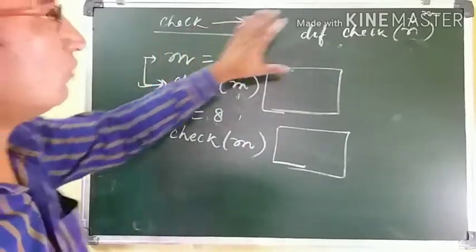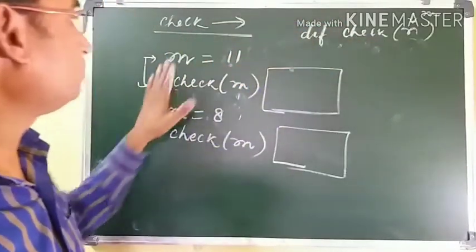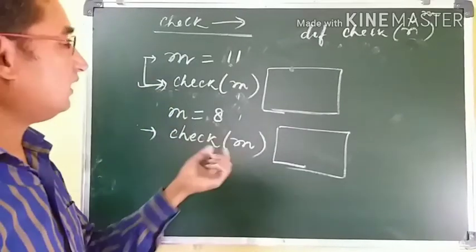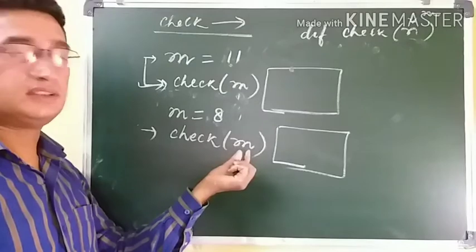This function is defined once, and that function can be used, invoked, or called again and again, and each time we can change the value of this m.